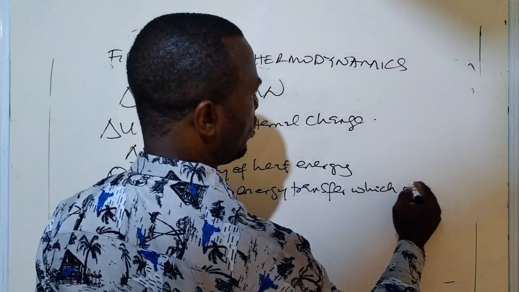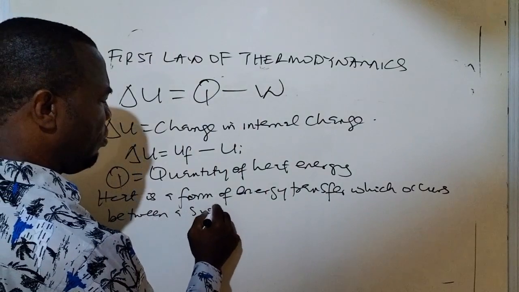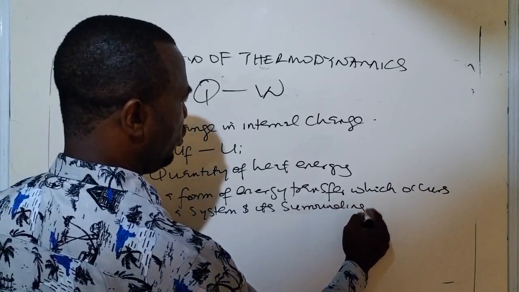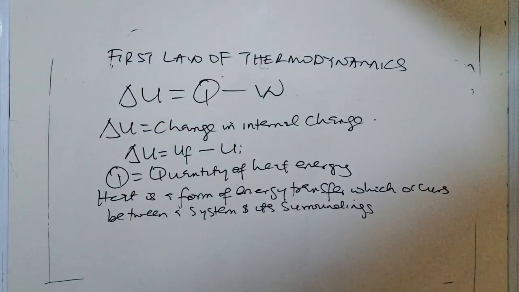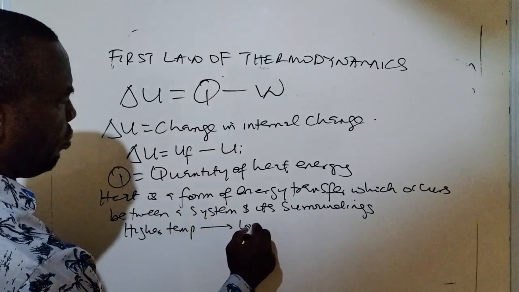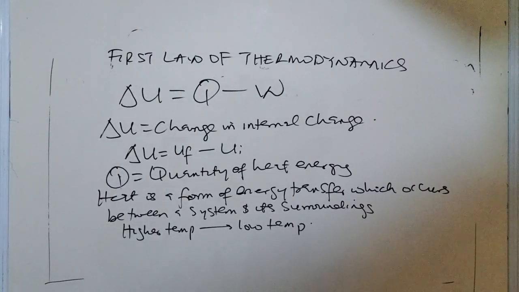And you know that heat flows from a region of higher temperature to a region of lower temperature. Heat is measured in joules since it's also energy. And then W stands for work. So that is the formula we're going to be concerned with in the first law of thermodynamics.